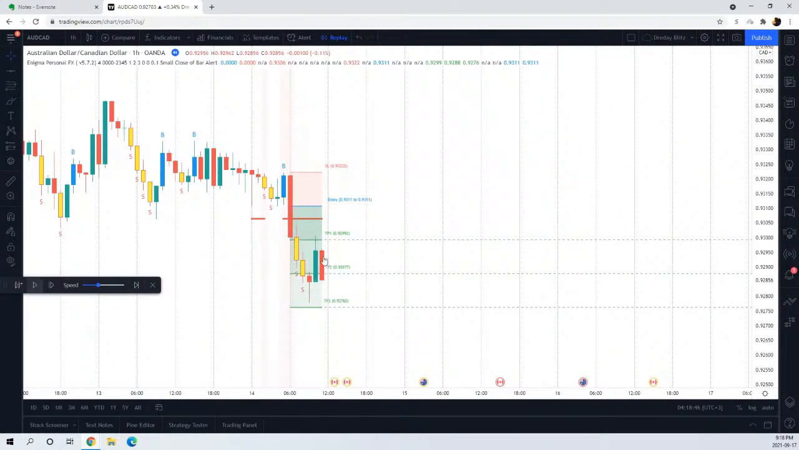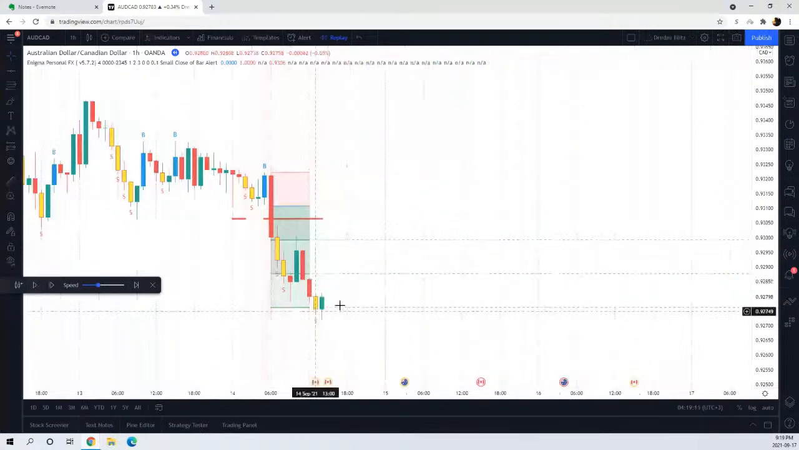Now it went back up. So like I said, if you were at TP2 and you took partials, you would have been out of the trade because it hit your trailing stop, right? So let's continue again. Here, TP3 hit, okay?